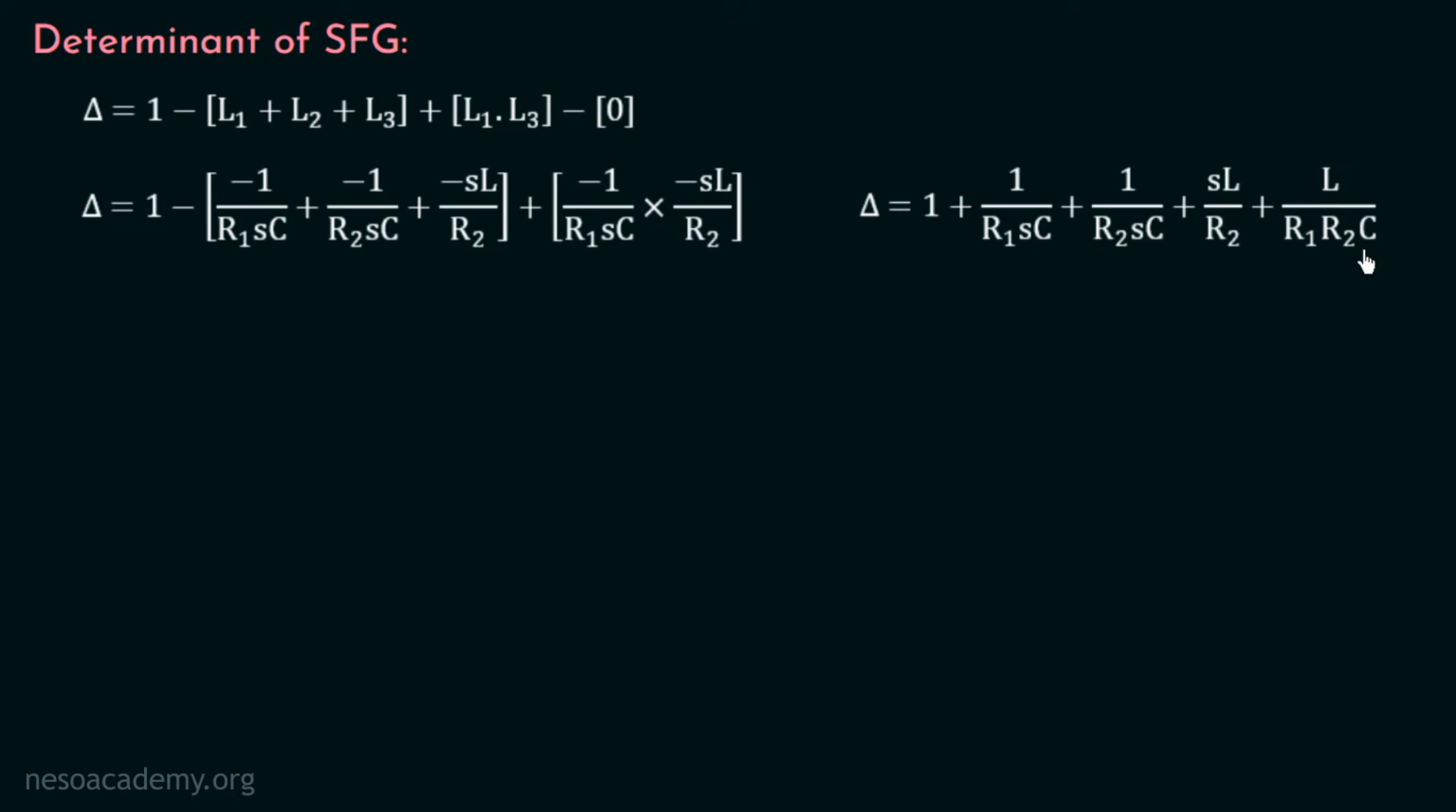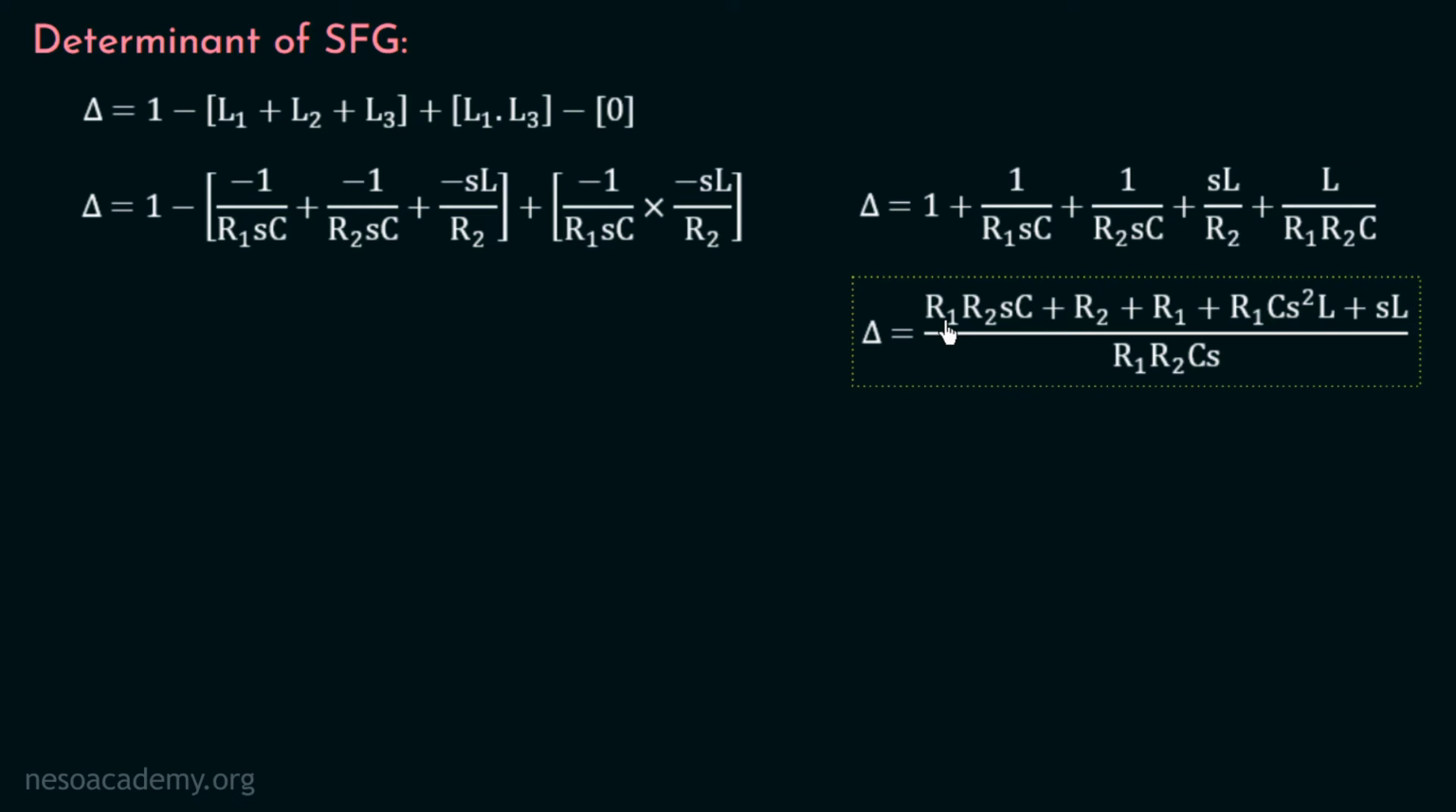Now, in order to simplify this equation, we need to take the LCM. So what will be the LCM of these 5 terms? Yes, the LCM will be R1 R2CS. And if we take the LCM, we will have delta equal to R1 R2 SC plus R2 plus R1 plus R1 CS squared multiplied with L plus SL over R1 R2 CS.